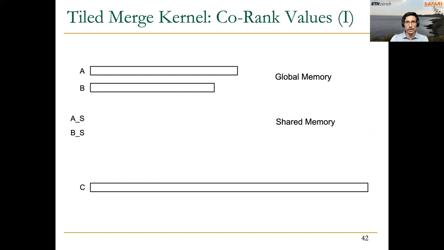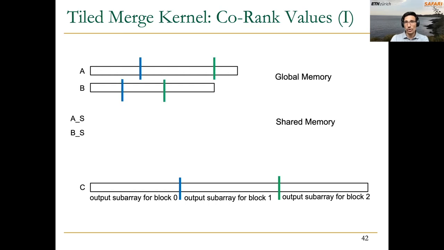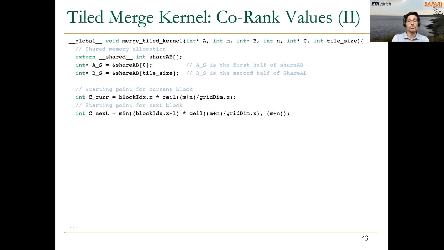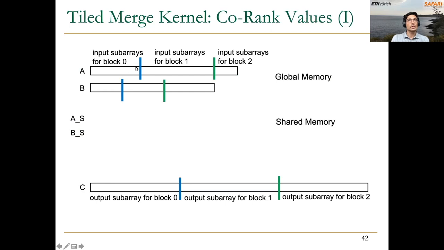So as we have seen, first of all, we have to identify the K current and K next for each of the thread blocks that are involved in the merge sort operation. Then we have to find the current values, because these define the input subarrays for block zero, for block one, and for block two. So these two sections here are the input subarrays for block zero, this section here and this section here for block one, and these are for block two.